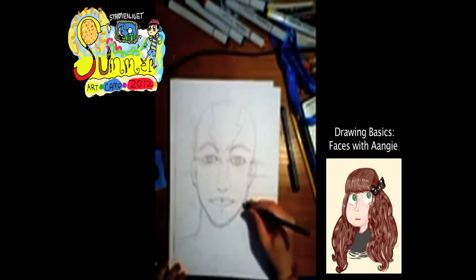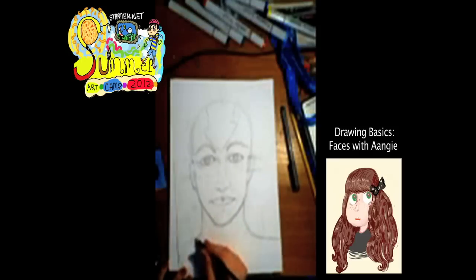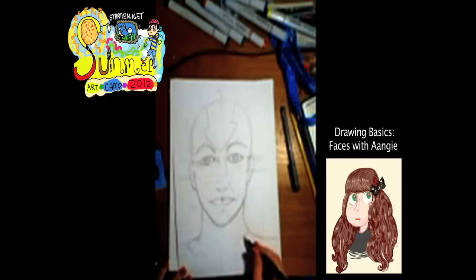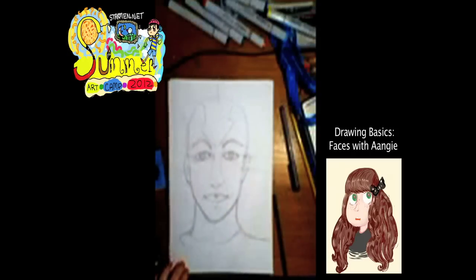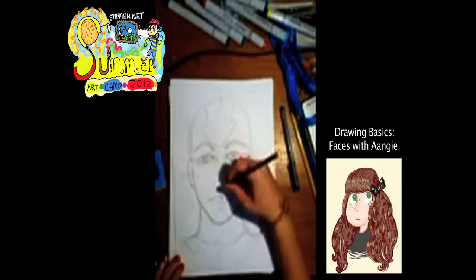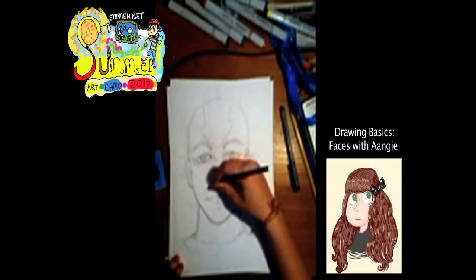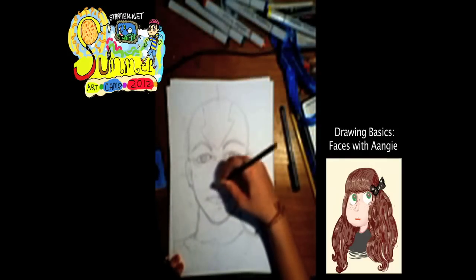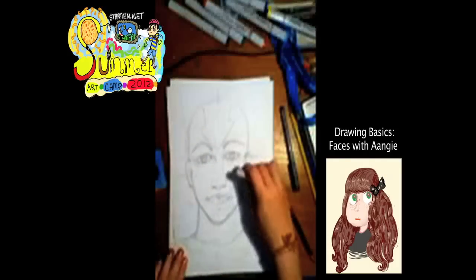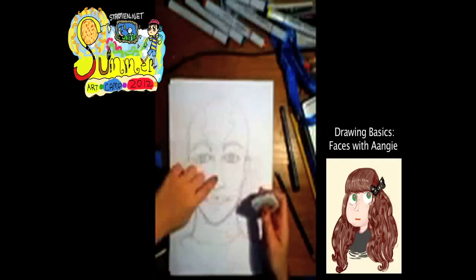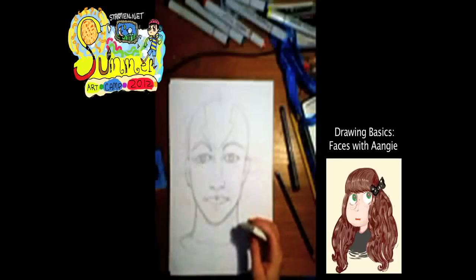Hooray! So again, this is going to take lots of practice. I just wanted to teach you basic proportions and how they're done. So I hope that you found this helpful and you can successfully draw a decent looking human face, knowing how the nose is and the eyes are and the lips.